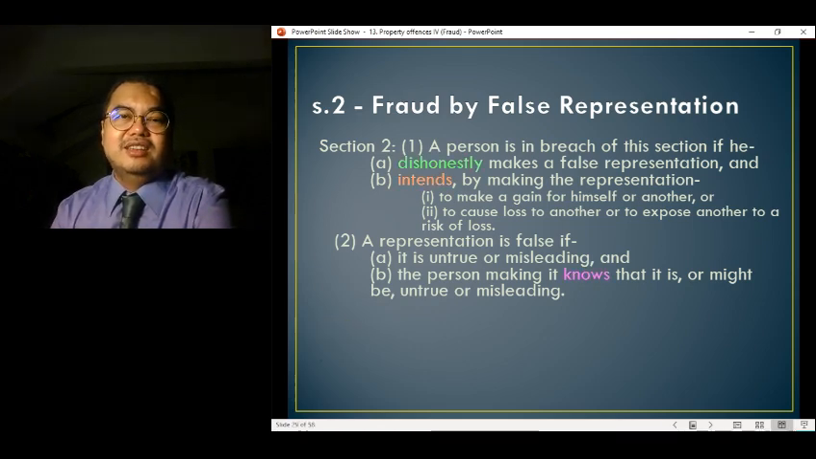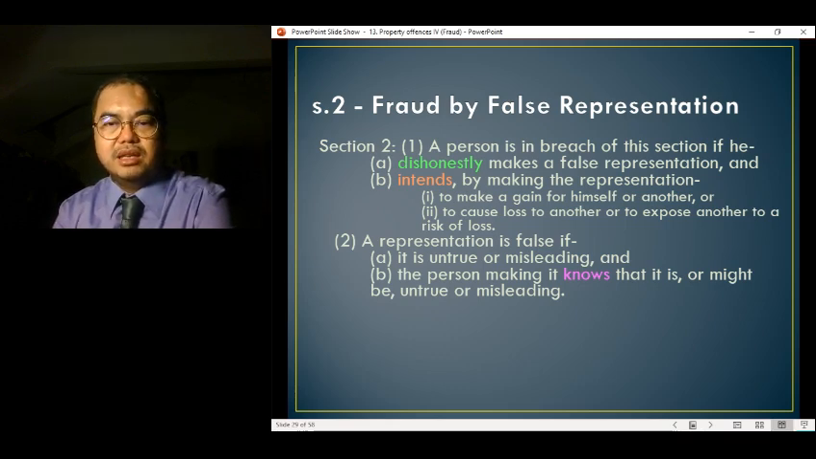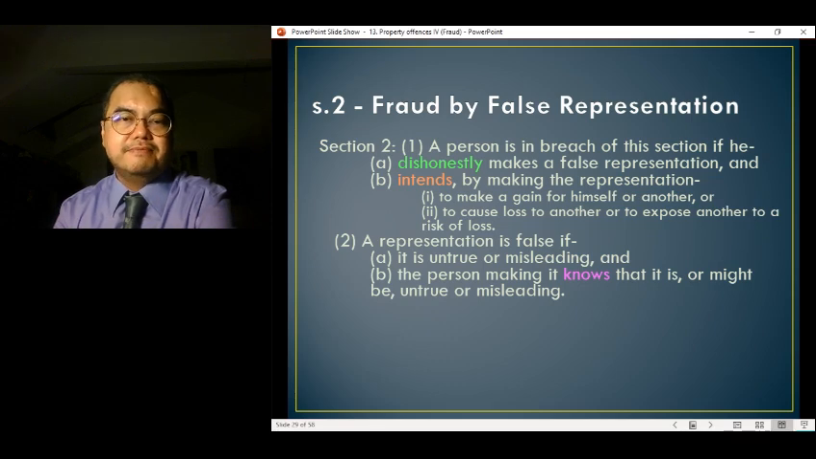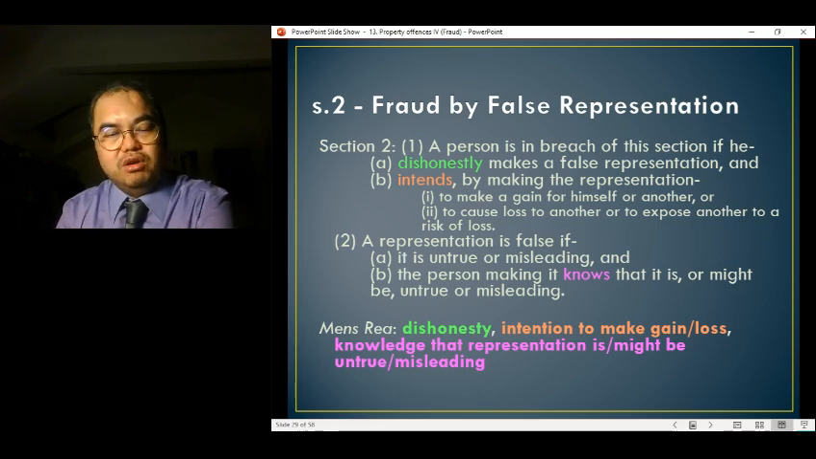There are three elements of mens rea. One is that the false representation was made dishonestly. Secondly, there must be an intention to make a gain for himself or to cause a loss to another. And third is knowledge: you know that the representation is untrue or misleading, or you know that it might be untrue or misleading. So the three elements are dishonesty, intention to make a gain or loss, and knowledge that the representation is or might be untrue or misleading.